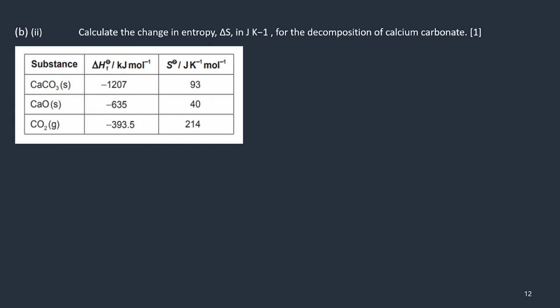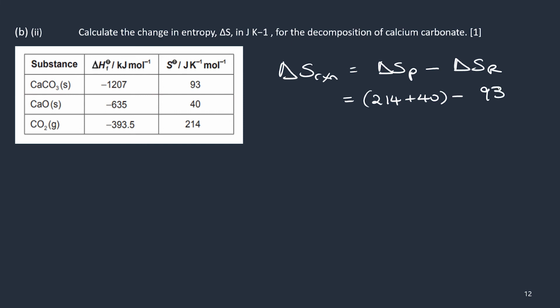Then they want us to calculate the change in entropy, and so we're going to use the same format of the equation. We say entropy change for the reaction is equal to entropy change for the products minus the entropy change for the reactants. And so we have 214 plus 40. I want to subtract that from, so we subtract 93 from 214 and 40, and so we get a positive value of 161 joules per Kelvin per mole.